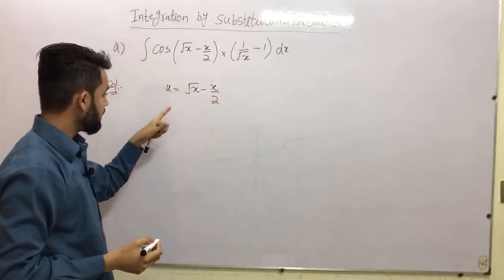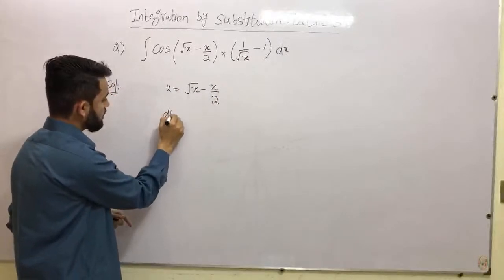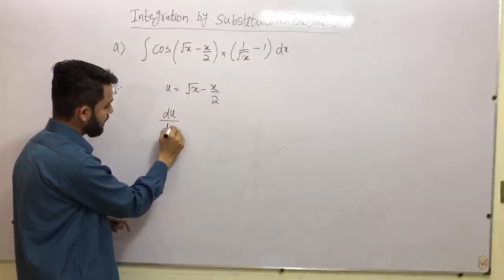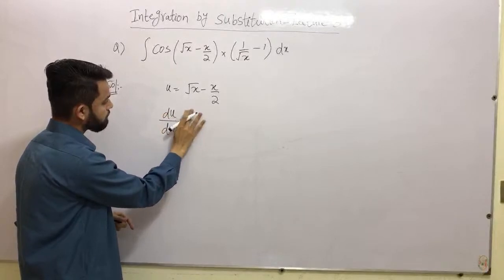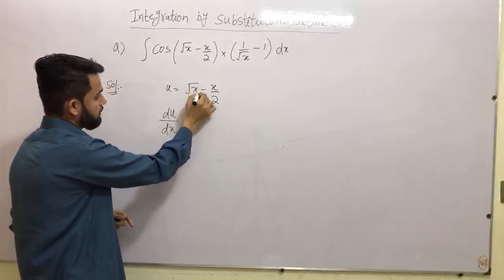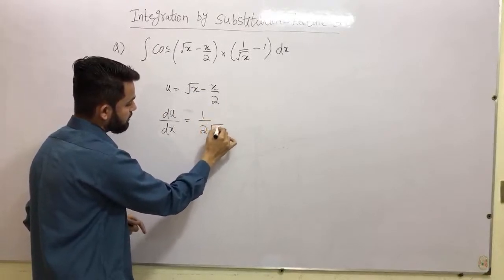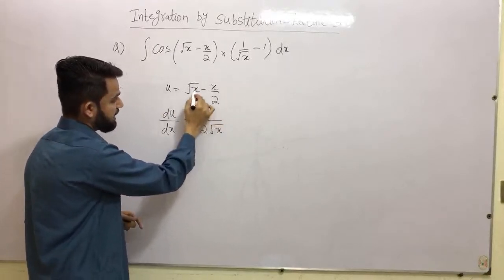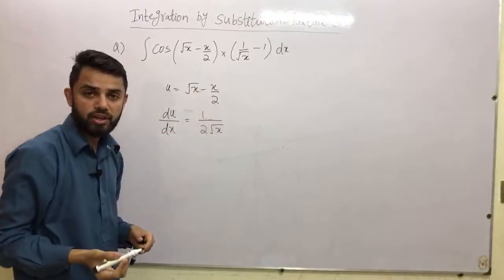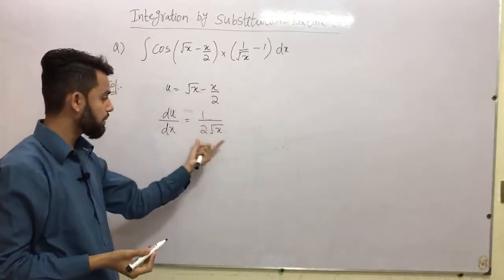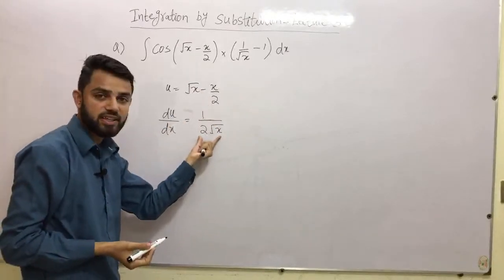Whatever substitution you have taken, you have to take the derivative of that with respect to x. So du over dx equals, now the derivative of square root x will be 1 over 2 times square root x, right. x has a power of 1 over 2, and once you apply the power rule, you end up with this derivative.